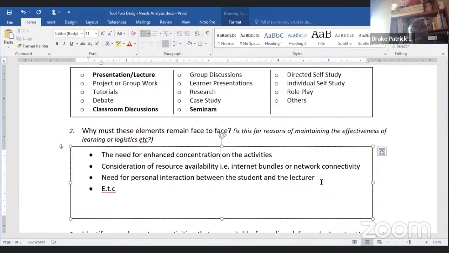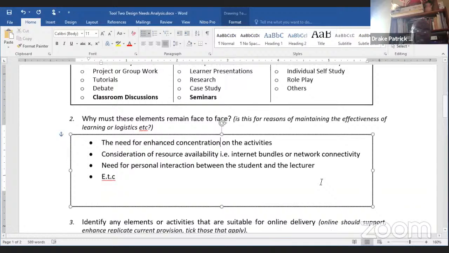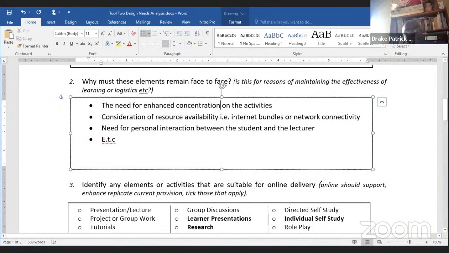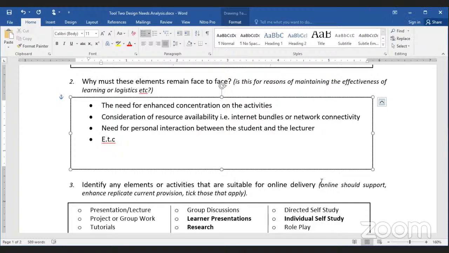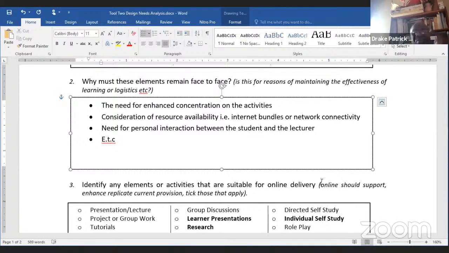Then consideration of resource availability: issues of bundles, internet connectivity, and others. Most undergraduate students tend to come from humble backgrounds. They are not well established. They face these challenges. So we don't want them to miss out because of limiting factors beyond their control.